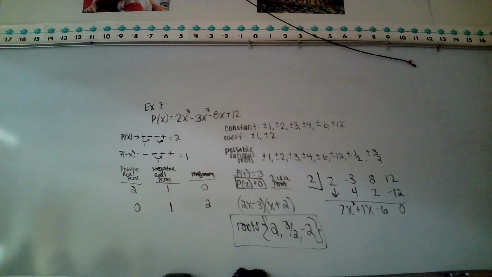Since it says that 3/2 is a root, if you had plugged in 3/2 from the possible rational roots, would that have worked? You would have gotten 0. Yep. And then you could have worked that way.